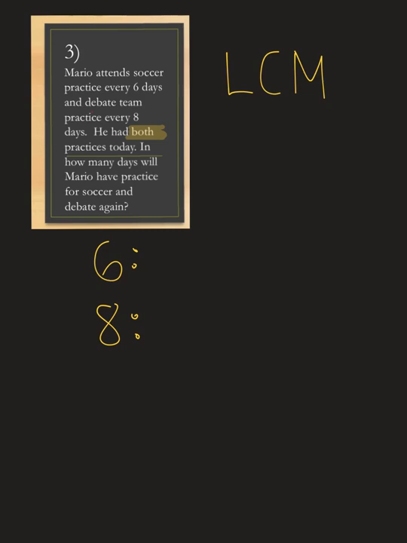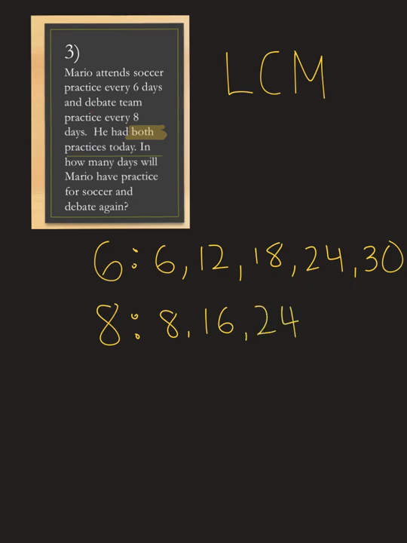So multiples of 6, 6 times 1 is 6, 6 times 2 is 12, 6 times 3 is 18, 6 times 4 is 24, and 6 times 5 is 30. So there's my first 5 multiples of 6. Now we list our multiples of 8 until we have one in common. So 8 times 1 is 8, 8 times 2 is 16, 8 times 3 is 24, and we can stop because our LCM, our least common multiple, is 24.